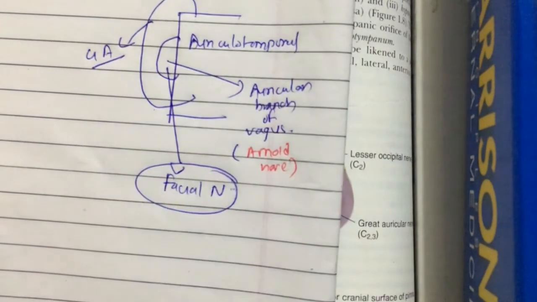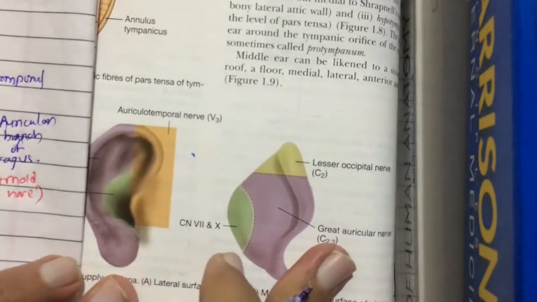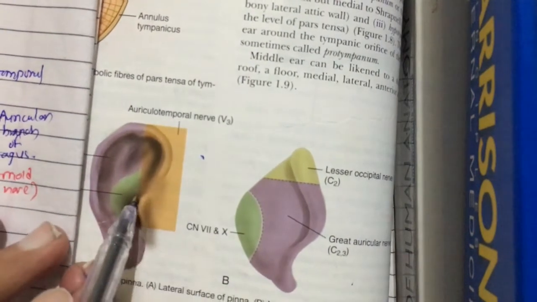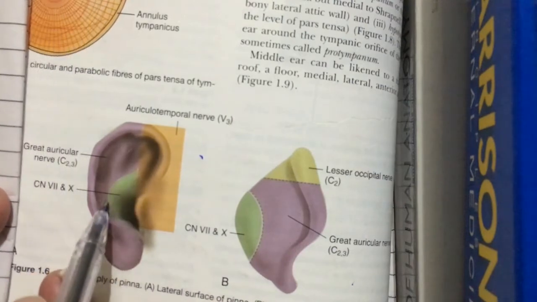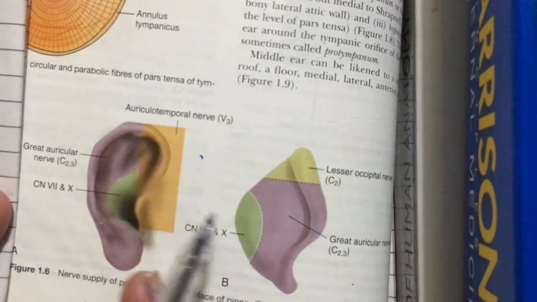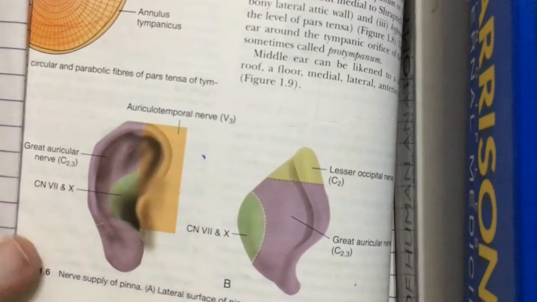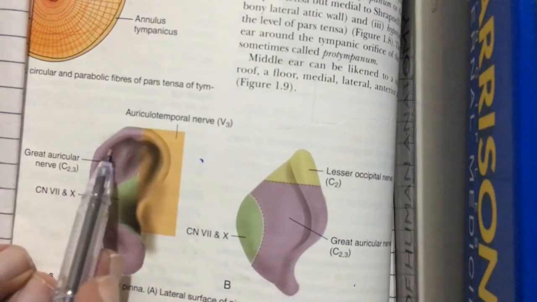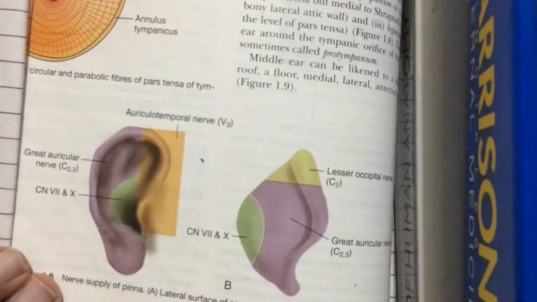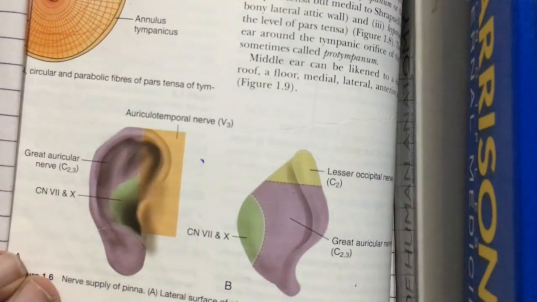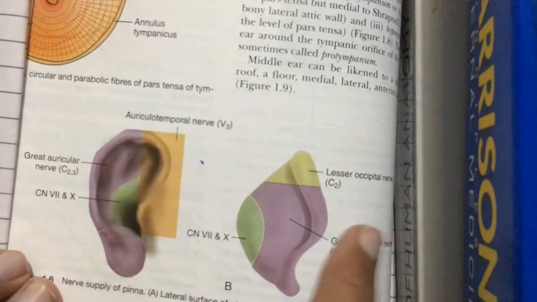Whereas the medial surface is supplied by three nerves: lesser occipital nerve, greater auricular nerve, and the same nerves supplying these regions. This is the lateral part, and this is the medial part. These both are supplied by the auricular branch of the vagus, that is Arnold's nerve, and the facial nerve. And this whole part is supplied by the greater auricular nerve, and the posterior part of this is also supplied by the greater auricular nerve. Whereas in the upper tip, the medial surface is supplied by the lesser occipital nerve, not the greater occipital nerve.